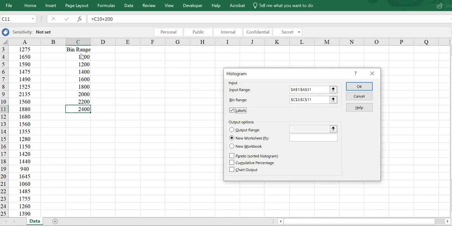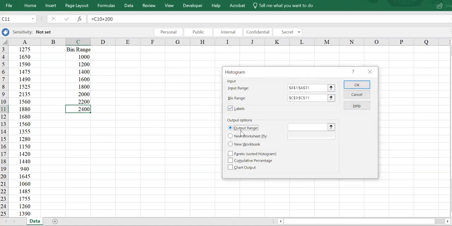These are not numerical values. It's very important to check labels here. When you do that, the first cells from these two columns are going to be excluded, and they're going to be used as headers, as labels. And then I'm going to put the output in the same sheet, let's say E3. It's going to repeat the bin range, but that's fine. And then always make sure to check the chart output. That'll give you the actual histogram that you're looking for.